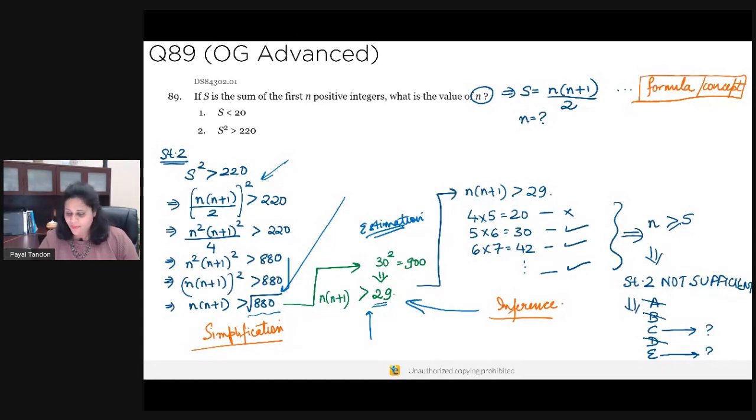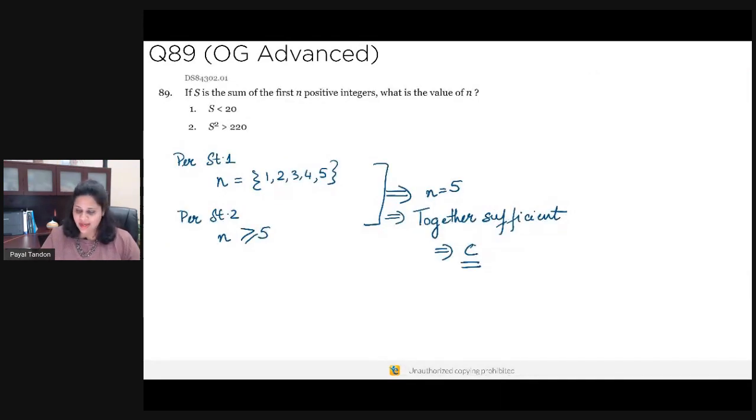So that's what you're trying to figure out. What is the lower limit? That's the inference that you are drawing over here. The lower limit over here is definitely 5. Why? Because 4 into 5 is 20, which means that this doesn't belong in this particular range, right? So what you get is n is any number greater than or equal to 5, which means statement 2 is not sufficient, which means that C or E could be the correct answer. Now, when you combine both, what you get is n is equal to 5, which means C is the correct answer.